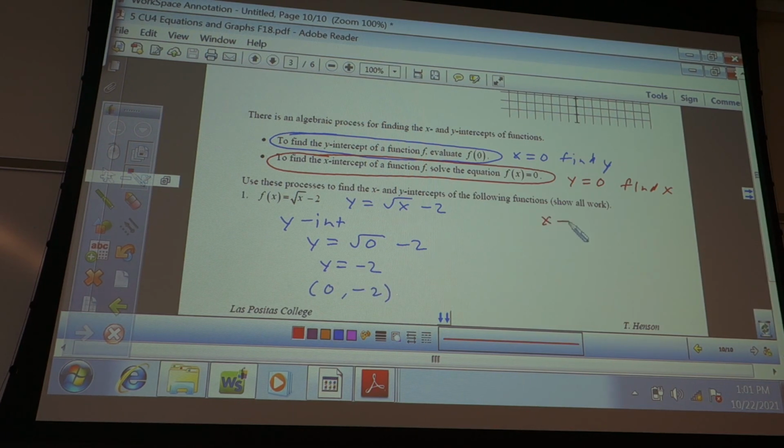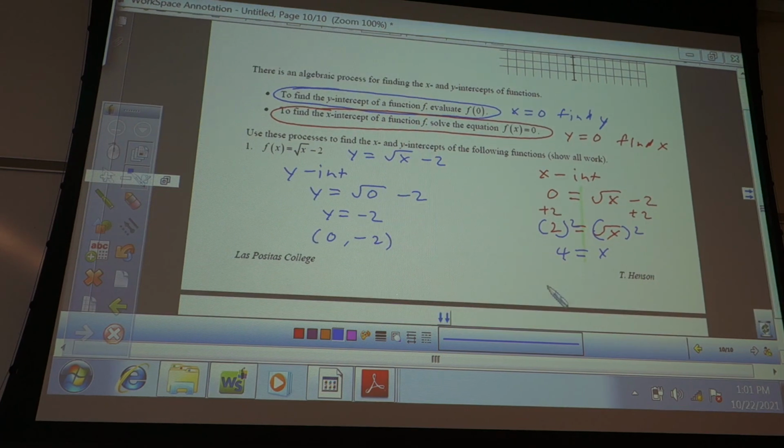For the x-intercept, I'm going to make my y 0. So 0 equals square root of x minus 2. Add 2 to both sides. And I'll get 2 equals square root of x. Now I'm going to square both sides. So then x equals 4. So this will be 4, 0. Done. All right. We'll go over it more next class, but I wanted you to just get a sense of it just to start off with a little bit.